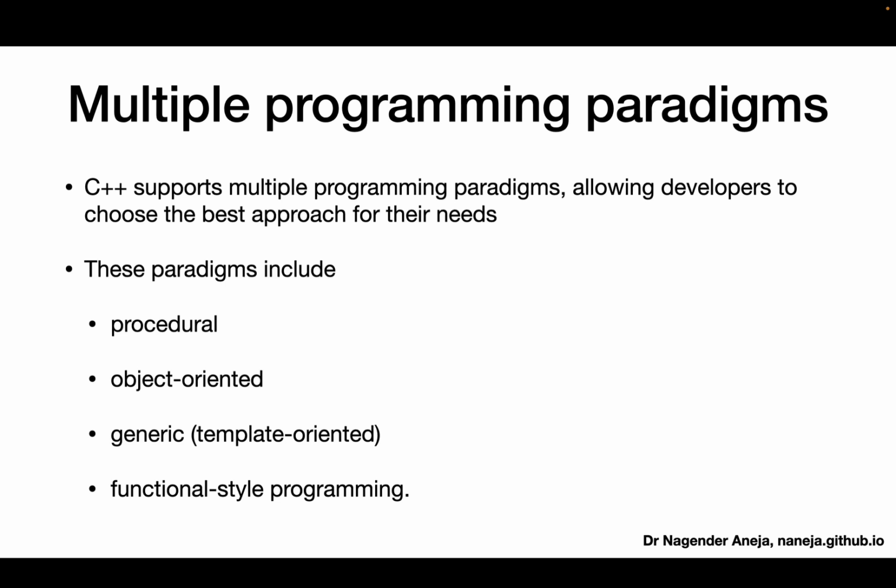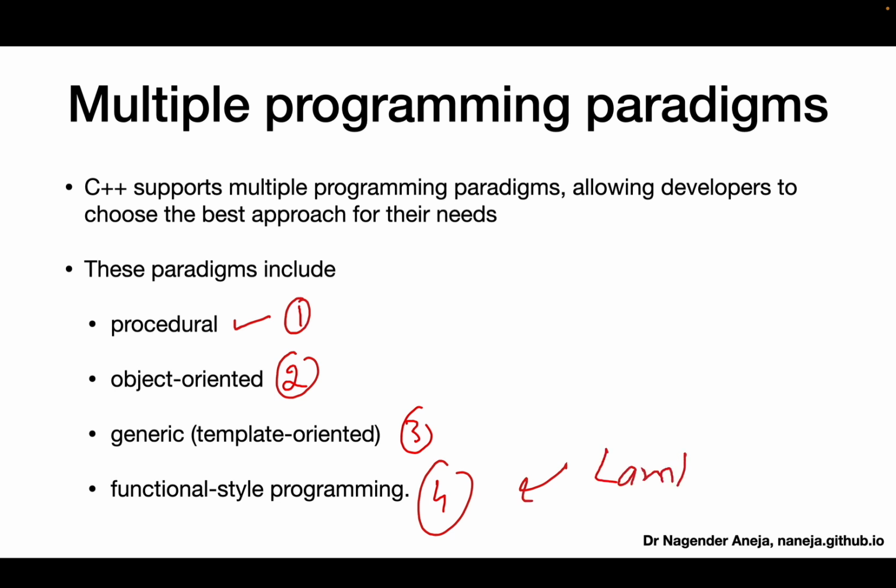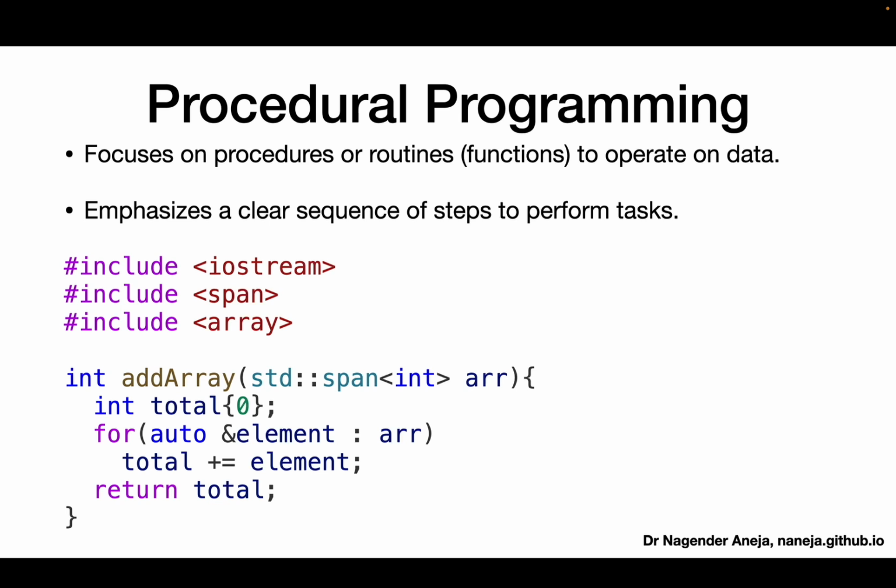So mainly we have four styles. First is procedural, second is object-oriented, third is generic, which is template-oriented, and fourth is functional style programming. And lambdas are very much used in functional style programming. So first, let's see what procedural programming is.